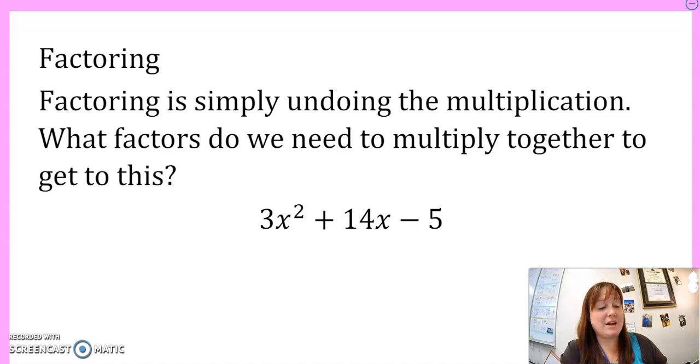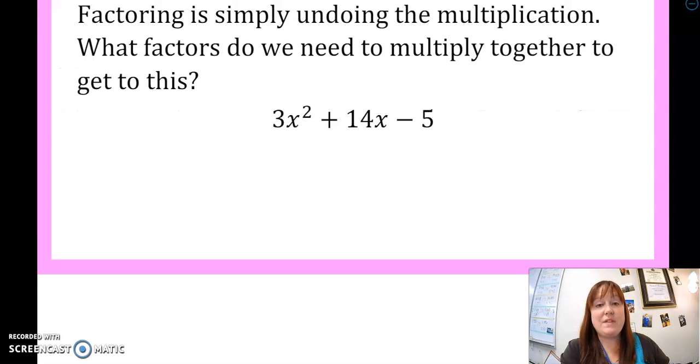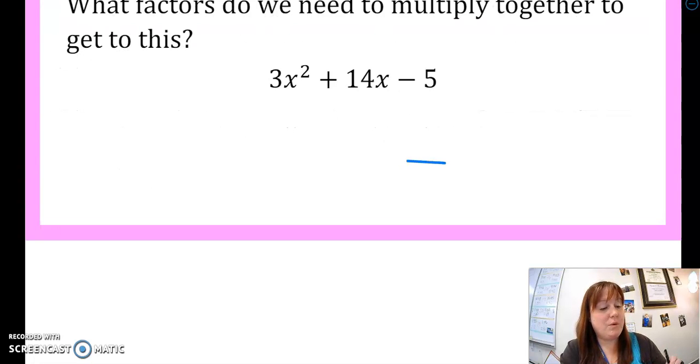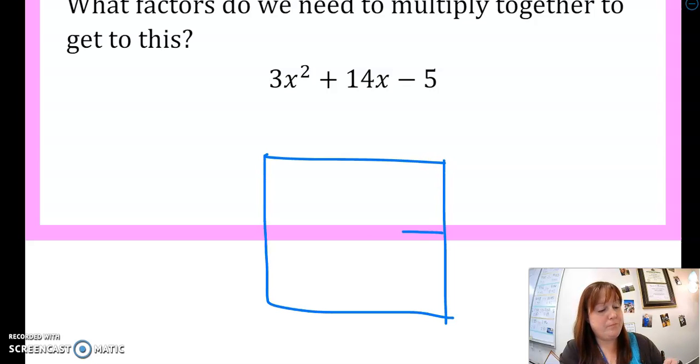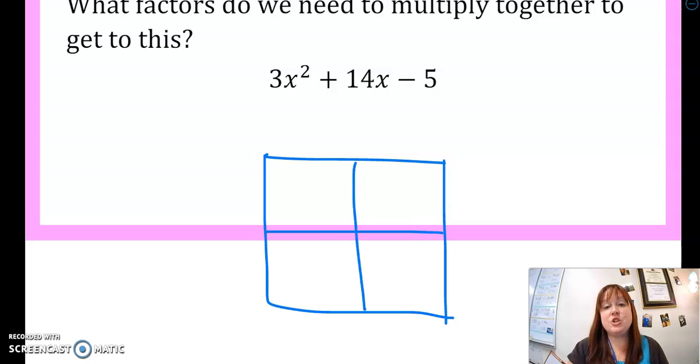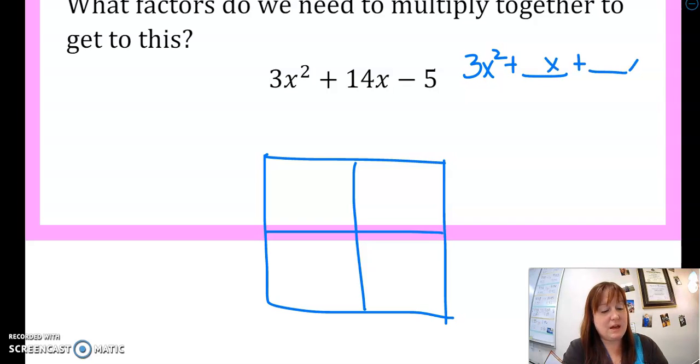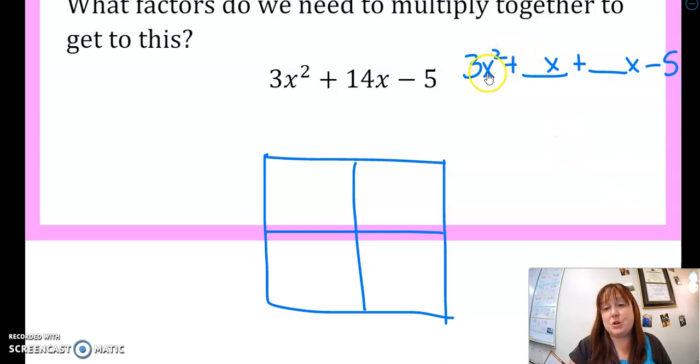Okay, so let's see how to factor with the area model. Remember, in the area model, we have two factors that multiply together, and when we multiply them together, we get all these numbers in here. We add these numbers together and we get this. And if you remember, you would get 3x squared plus something x minus 5. That's how they always turn out. We always end up with 4 terms, right?